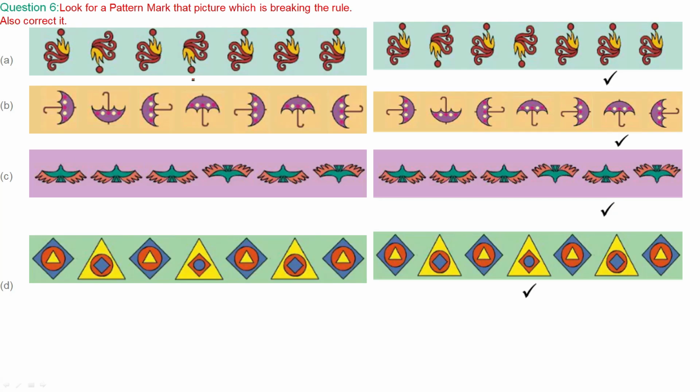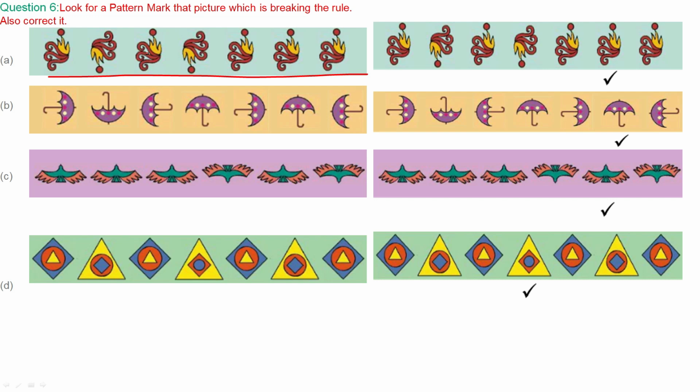Look for a pattern. Mark the picture which is breaking the rule. Also correct it. One is breaking the rule in this pattern. Now you see the pattern. Some rules are followed. So which picture is not followed properly? Now you see this picture.